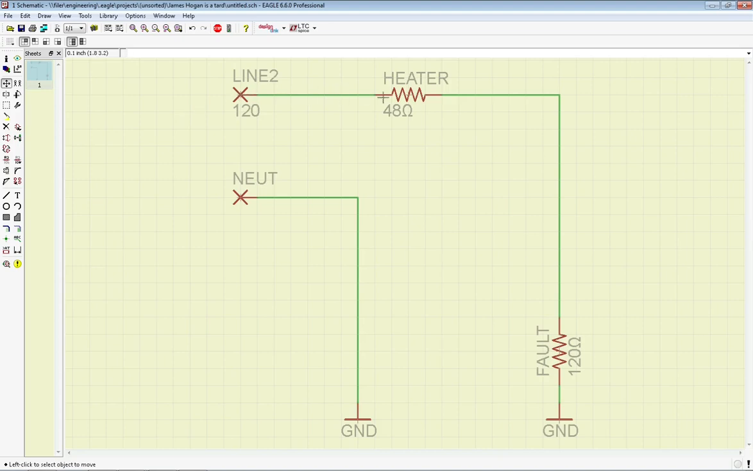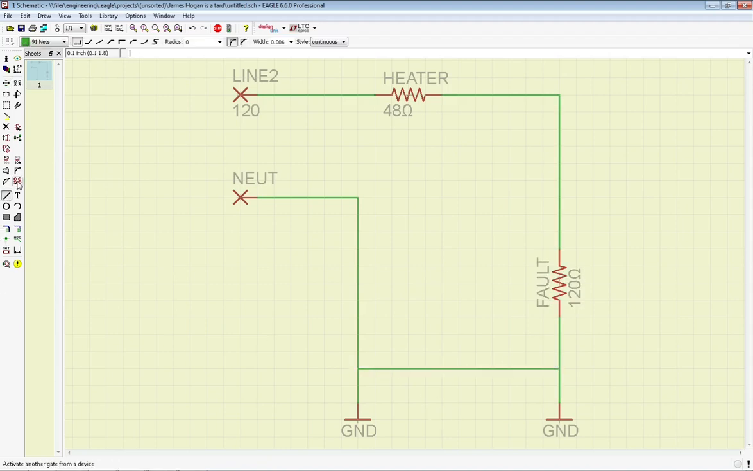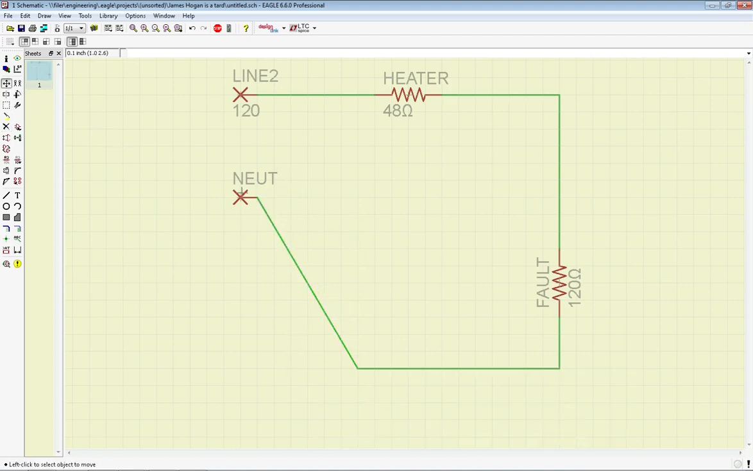Your 120 volt line 2 hits this heater at 48 ohms, and then the fault at 120 ohms, where it is grounded. And of course, ground is ground. So these are definitely attached together, right? If those are definitely attached together, there's really no purpose to draw this. Yes, it is grounded, but it's irrelevant. The important part is there's a circuit there. Oh, this neutral down here was supposed to go with it, but the software is acting up today.